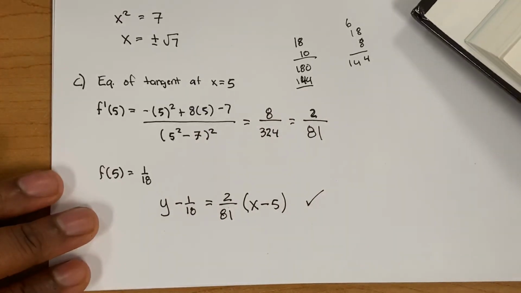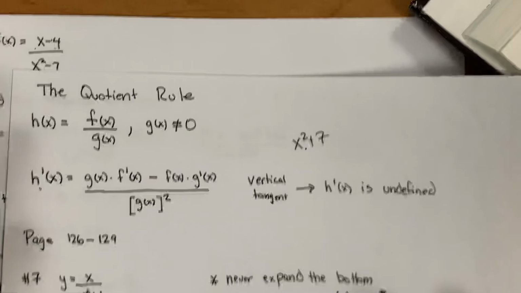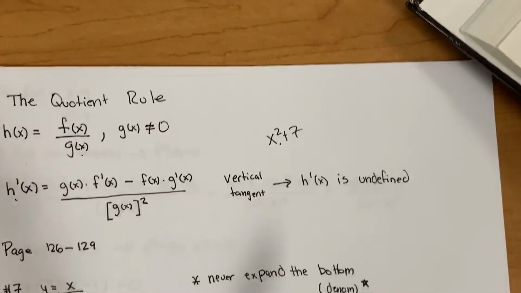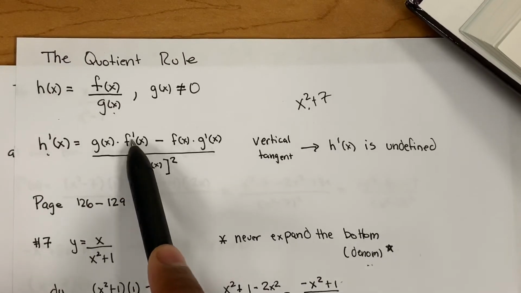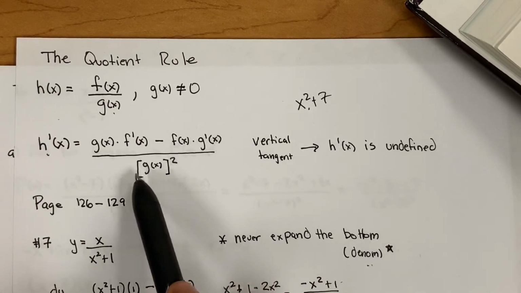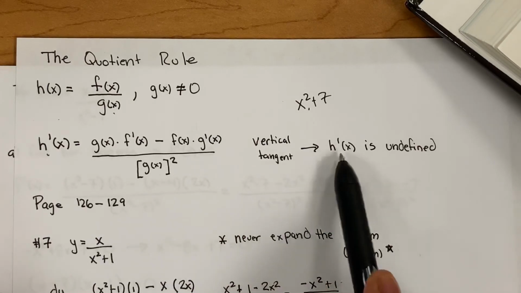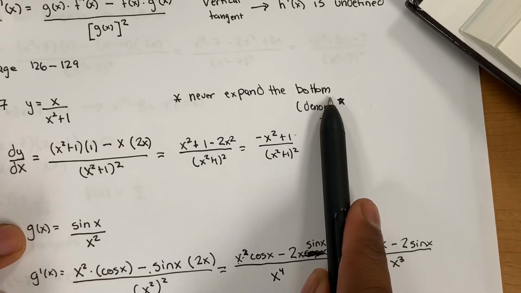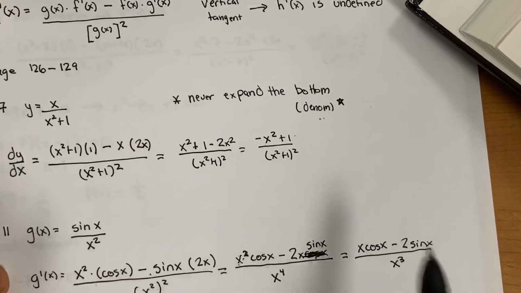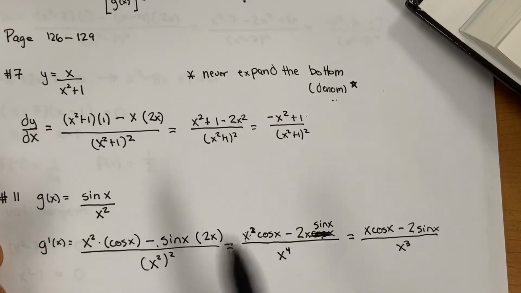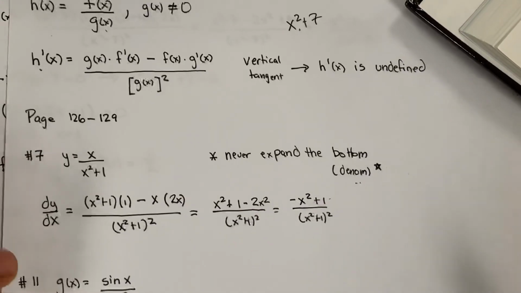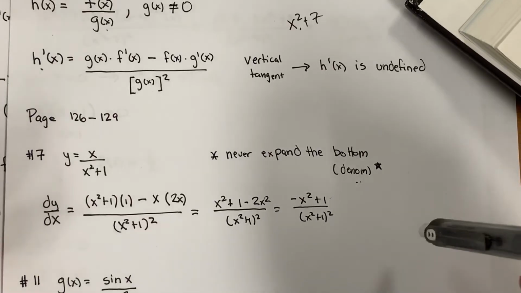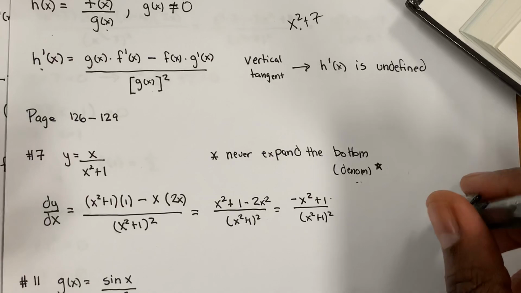So quick review over what we did. The quotient rule is f of x divided by g of x. The derivative in the sing-songy way is low d high minus high d low over low squared. Vertical tangents are going to imply the derivative is undefined, and we should never expand the bottom. Sometimes we can cancel, as we did in the example for number 11. If you have more questions, talk to me in class. The next video is going to cover the chain rule, where we start applying the product and quotient rule together while we're doing the chain rule.